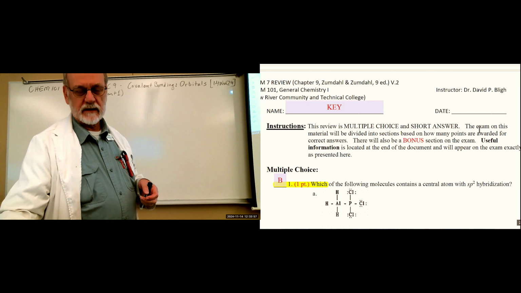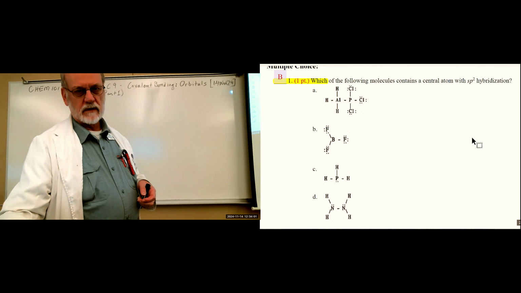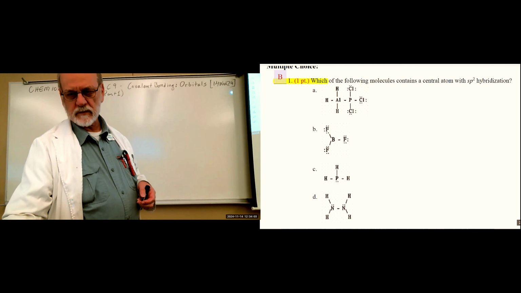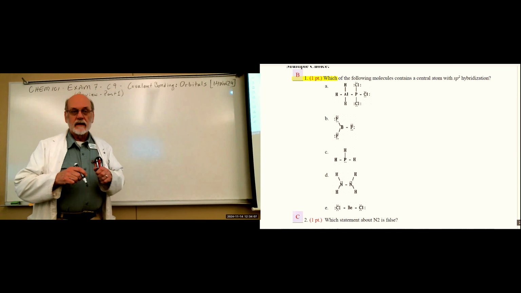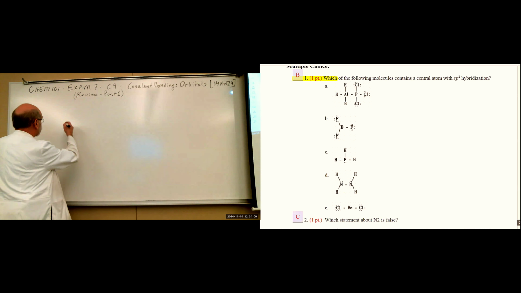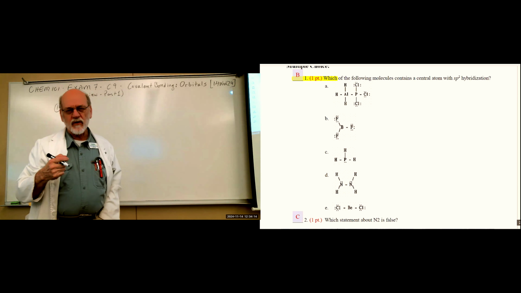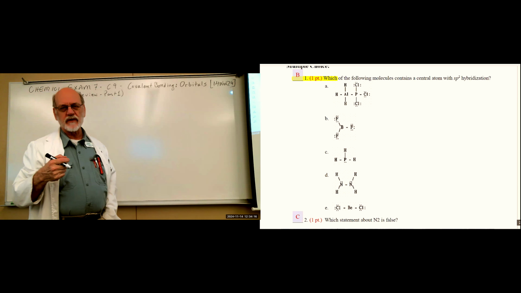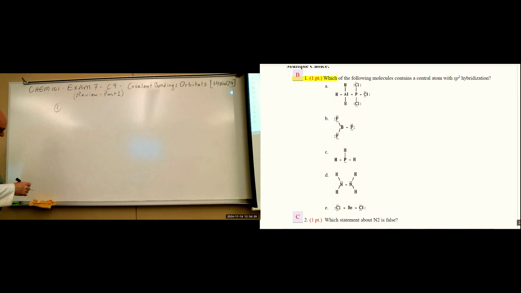All right, this is chapter 2, and as usual, I've got several. Let me decrease that, get more of it in there. There we go. Number 1. Which of the following molecules contains a central atom with sp2 hybridization? Remember what's required for hybridization.